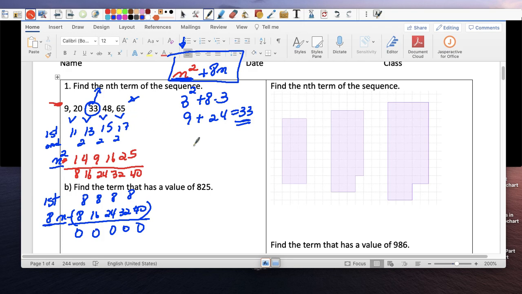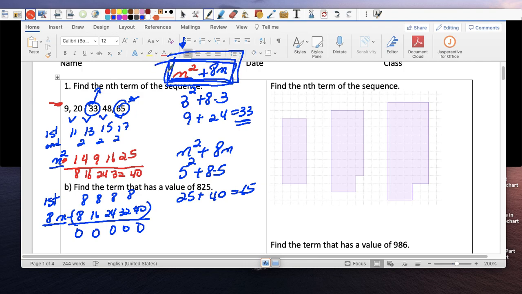The fifth term should give me 65. So again, n squared plus 8n, and if I replace n with 5, I have 5 squared plus 8 times 5. 5 squared is 25, and then 8 times 5 is 40. Look at that. So I checked with 3 and I checked with 5, and I confirmed that this is my nth term. That's the expression, right?